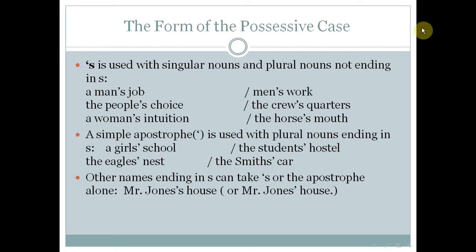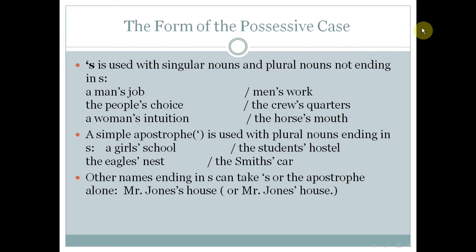So men's work. The people's choice. Also, people is a plural noun, but because it's an irregular plural, it doesn't have an S. So to make the possessive case, we use the noun people, apostrophe and S. The crew's quarters. Also here a collective noun, crew, apostrophe S. A women's institution. The horse's mouth.